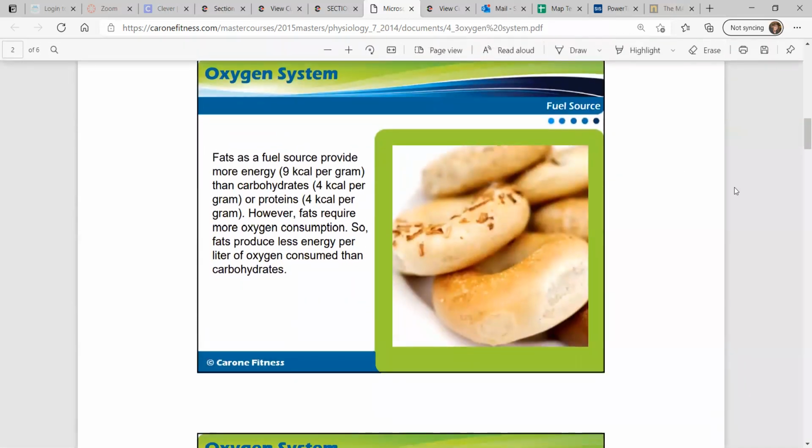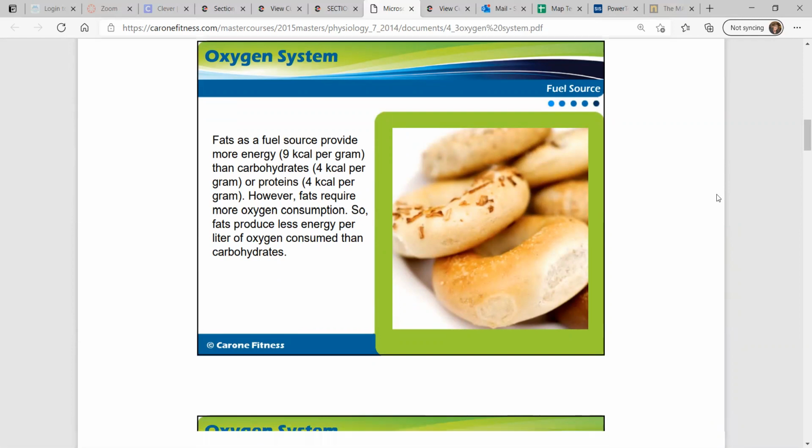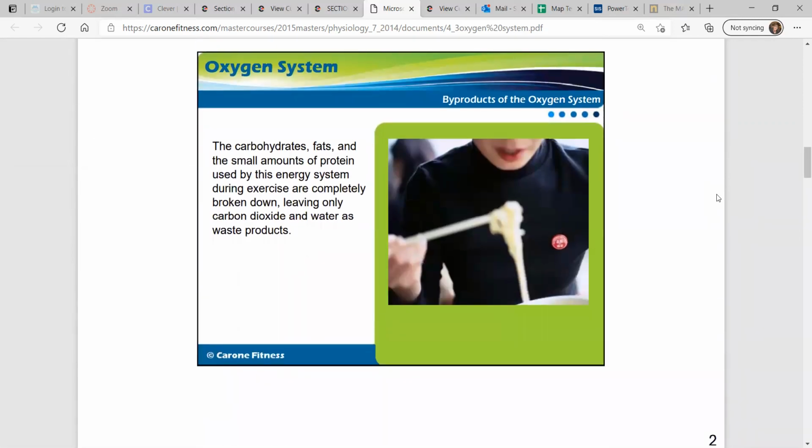Fat as a fuel source provides more energy. You get 9 calories per gram, compared to carbohydrates or proteins, which both give us 4 calories per gram. However, fats require more oxygen consumption. So fats produce less energy per liter of oxygen consumed than carbohydrates. The carbs, fats, and the small amounts of protein used by this system during exercise are completely broken down, leaving only carbon dioxide and water as waste products.